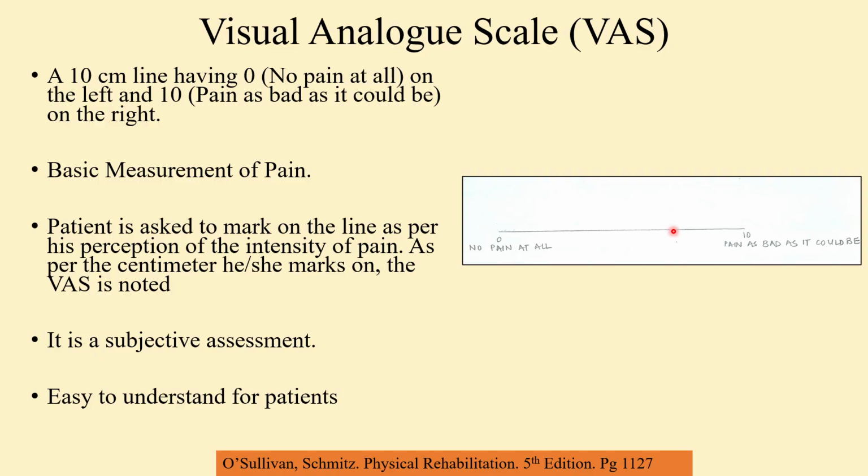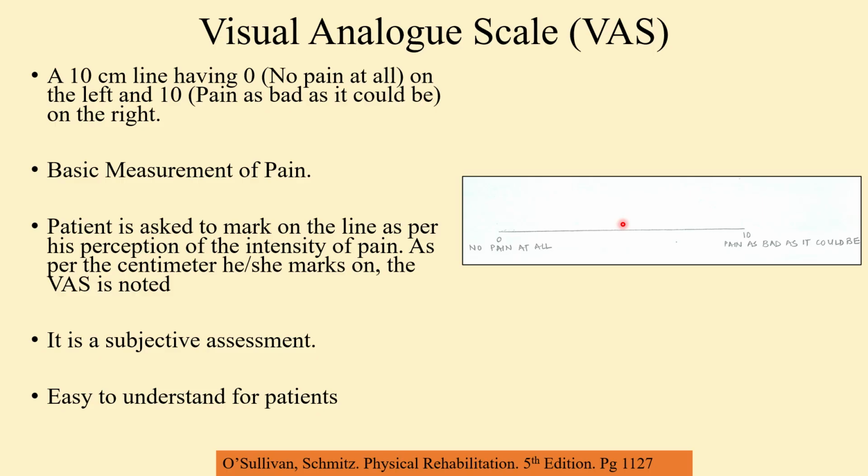So suppose they mark this point, which I've placed the pointer on. Once they mark that point, you keep your regular 10 centimeter scale on top of that and see whichever is the closest whole number to it, from 0 to 10. It's a good prognostic tool as well.